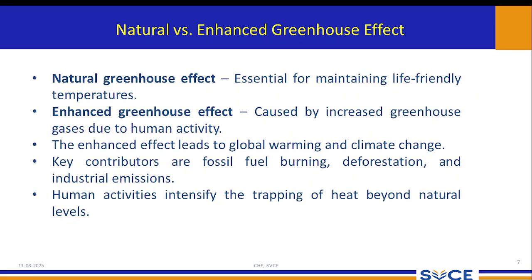Natural versus enhanced greenhouse effect. The natural greenhouse effect is essential for maintaining a life-friendly temperature. The enhanced greenhouse effect is caused by increased greenhouse gases due to human activity. The enhanced effect leads to global warming. Underline the word enhanced. That is due to human activity, which enhances global warming and climate change. Key contributors are fossil fuel burning, deforestation, and industrial emissions.